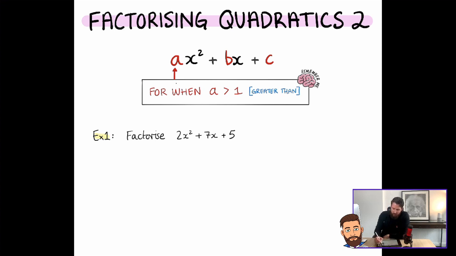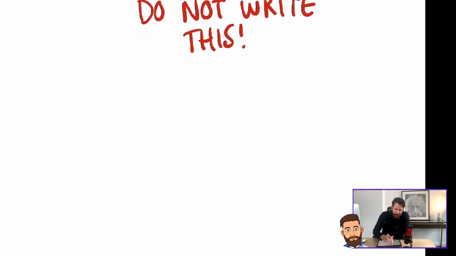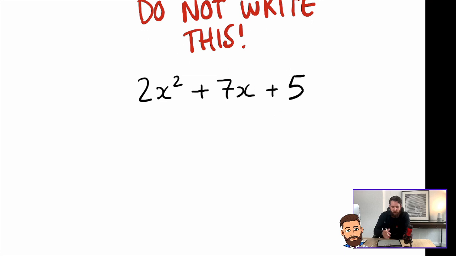So let's preface why we need to use that method. We're going to take this example 1, and I don't want you to write this, okay? You do not write this. We're just going to explore why we need another method. If we try to do the method from last lesson on this, what would happen?